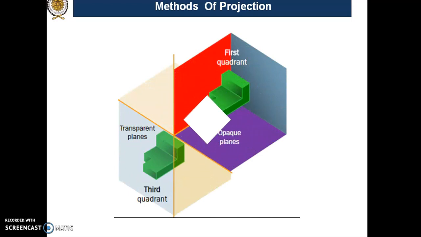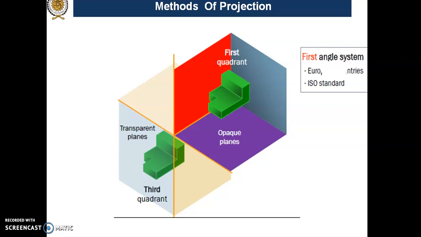We have already discussed that there are 4 methods of projections. Among these 4 methods, first and third angle methods of projection are widely used. Let us study these 2 methods. When the object is placed in the first quadrant and the projections are drawn, then it is called the first angle method of projection.